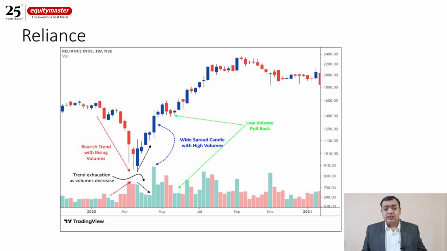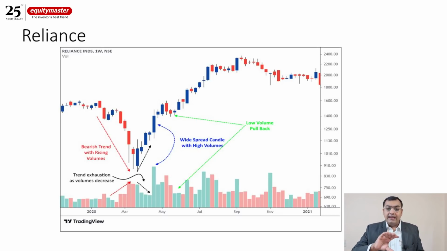Look at this Reliance chart. The left one, the black and red line. If you look, a bearish trend has emerged, and look at the volumes over here. But when the bearish trend ended on the lower side, if you look at the black lines, the volumes were decreasing after a sharp fall. The volumes were decreasing and it consolidated. And if you look at the reversal, again the volumes picked up at a faster pace.